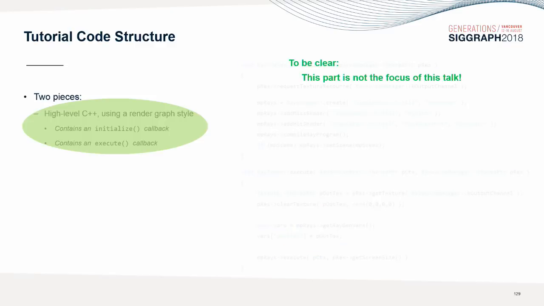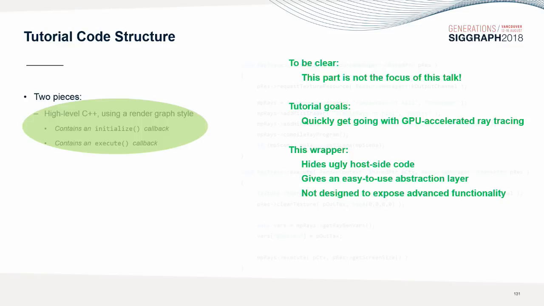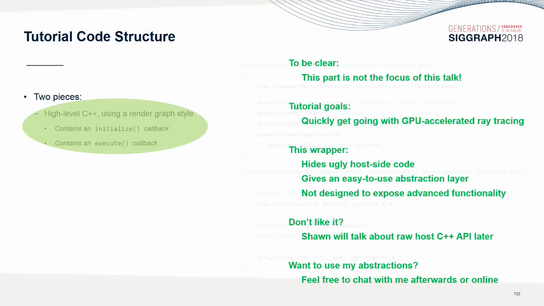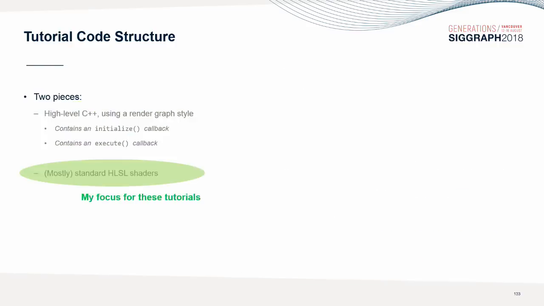And let me be clear, this is not the focus of the talk. The tutorial goals here are quickly getting you started with GPU-accelerated ray tracing, and this hides the ugly DX12 stuff if you don't want to deal with that, and gives you an easy-to-use abstraction layer. It's not designed to expose advanced functionality. If you want that, you should listen to Sean talk after I'm done. If you want to use these abstractions, feel free. The code's online. Grab them and use them. I encourage that. So the focus for the rest of these tutorials is going to be the HLSL shaders that we need to write.